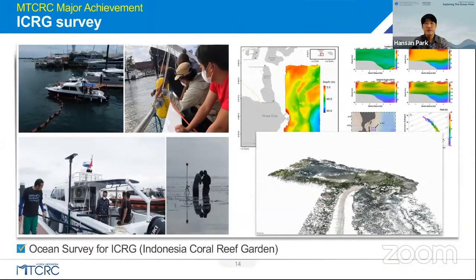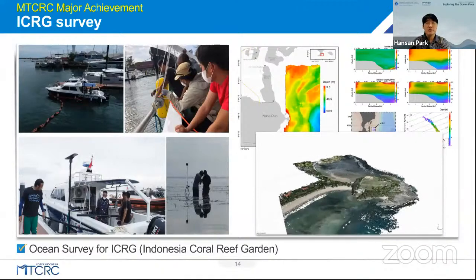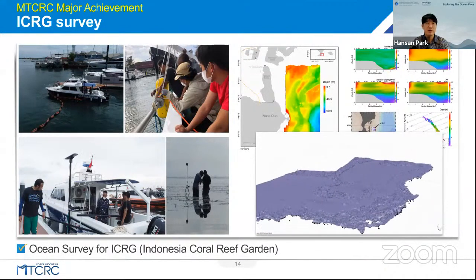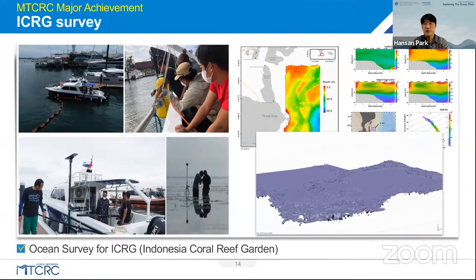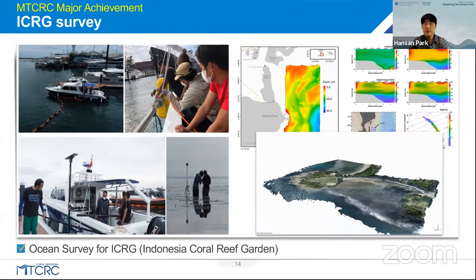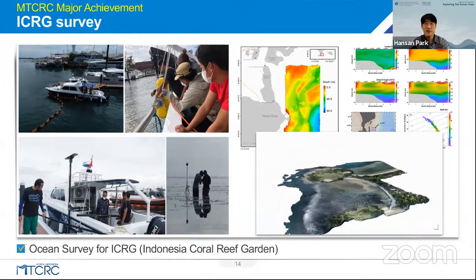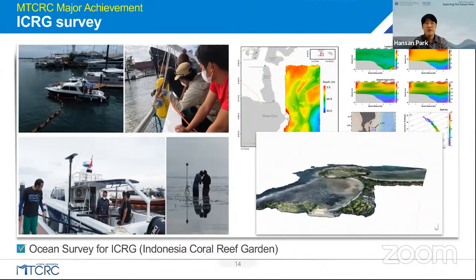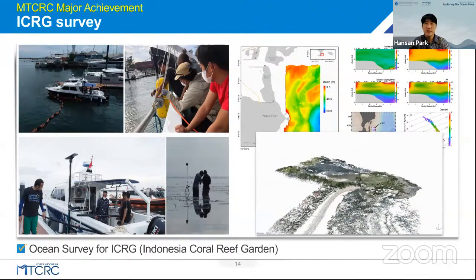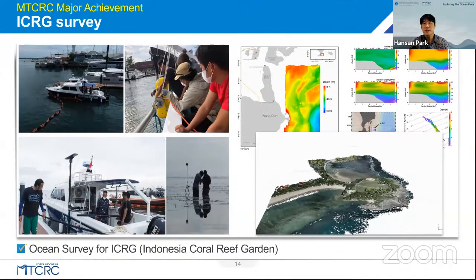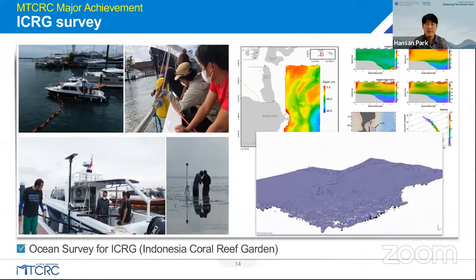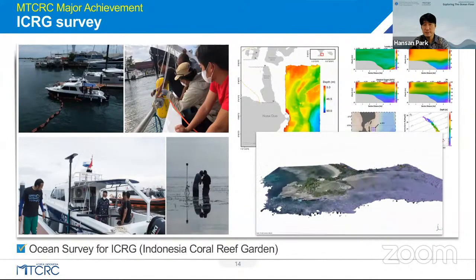And also, from an Indonesia government official request, we joined the ICRG survey. ICRG is Indonesia Coral Reef Garden, and it also supports Bali people's economic damage from COVID-19. So we surveyed bathymetry and ocean environment using CTD and also drone. That will be used as base data for marine coral reef rehabilitation and replantation.